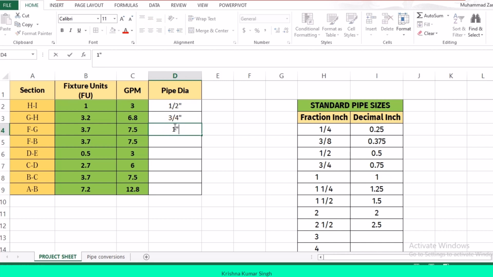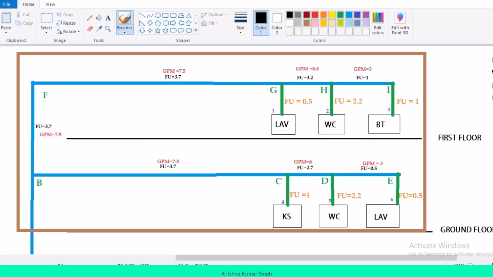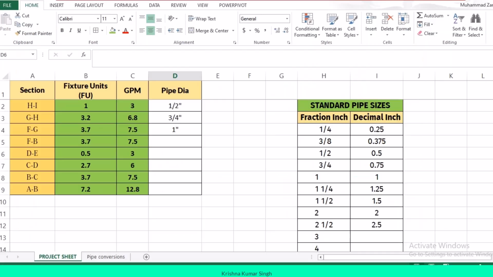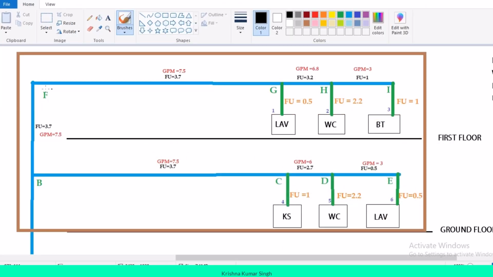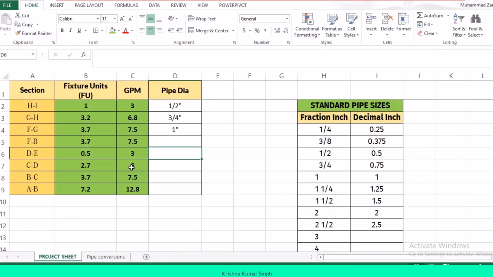1 inch. Now the next, FB, is also 7.5. Let's cross check from this riser diagram. FB, F and B is 7.5 GPM. Okay, it is also the same. 1 inch. Now the next we have DE section with 3 GPM.